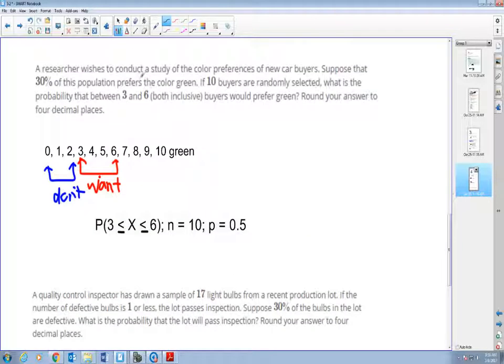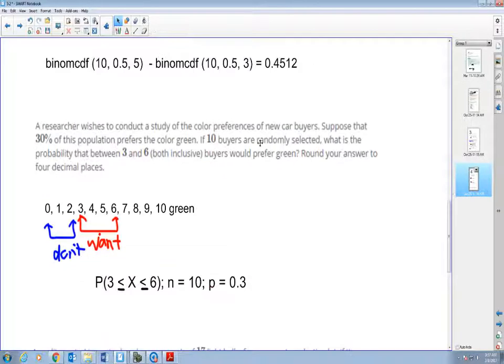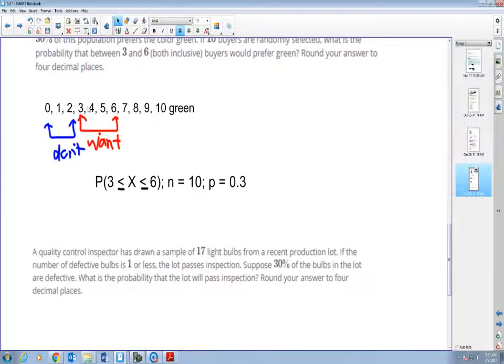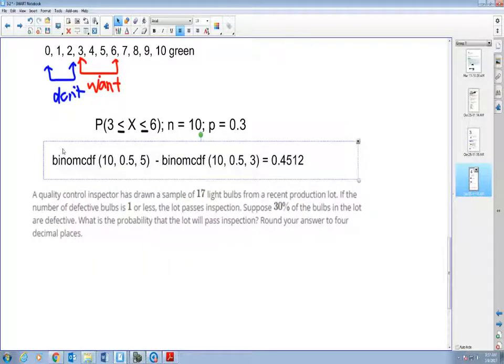I got 10 buyers, probability of preferring green is 0.3. So this problem is binomial CDF, do all the way up to 6. Okay, 0 all the way to 6, minus binomial CDF from 0 all the way up to 2. So now that will tell me what's between 3 to 6 inclusive.